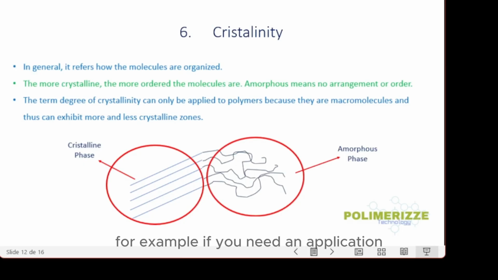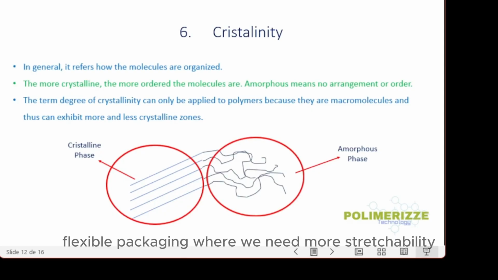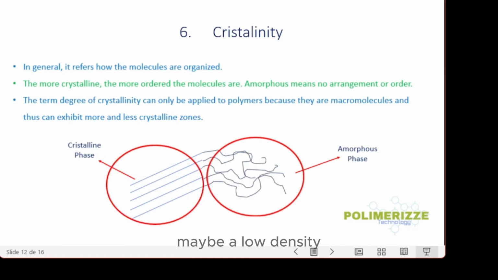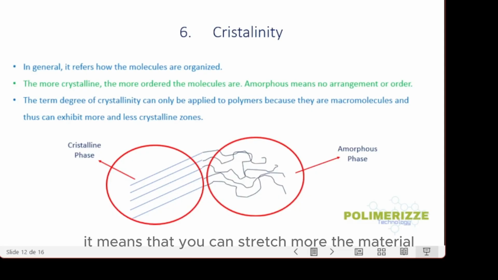For example, if you need an application that requires a higher modulus resistance, then a high density polyethylene, with higher crystallinity, might be a better option. Meanwhile, if we need to produce, for example, a thermoformed flexible packaging where we need more stretchability, maybe a low density or even a linear low might be more interesting because you have more amorphous phase. And if you have a more amorphous phase, it means that you can stretch the material more.